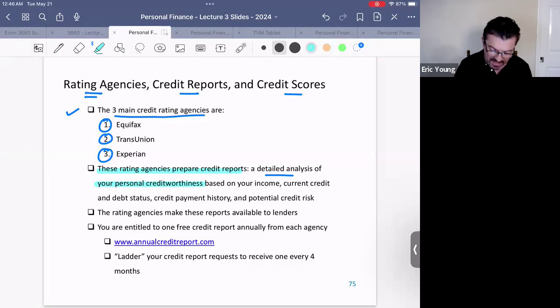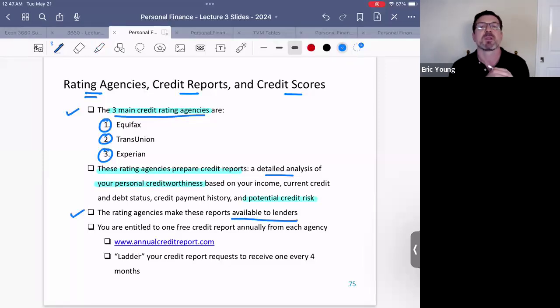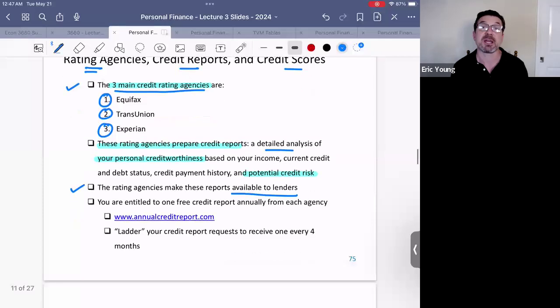The credit agencies aggregate all this data based on your income, history, and payments, and use it to assess your personal creditworthiness, or as we might say, are you or are you not at risk? They do this by publishing these reports and making them available to lenders. So if you want to buy a car and get a car loan, the car loan company is going to run a credit report on you to get a sense of whether you're a good risk or a bad risk.